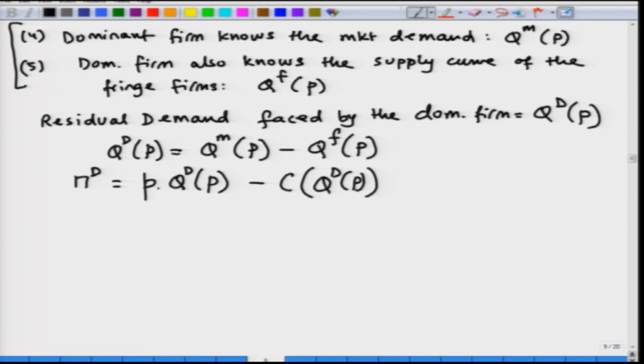Now, the dominant firm is essentially going to behave like a monopolist with respect to this residual demand curve. The idea is that at any particular price P, the dominant firm knows what the total quantity demanded is going to be. So, the dominant firm knows what the demand curve QM is. At each of those prices, the dominant firm also knows how much the fringe will want to supply. It therefore figures out what the residual demand curve is, and then it will act as a monopolist with respect to the residual demand curve.